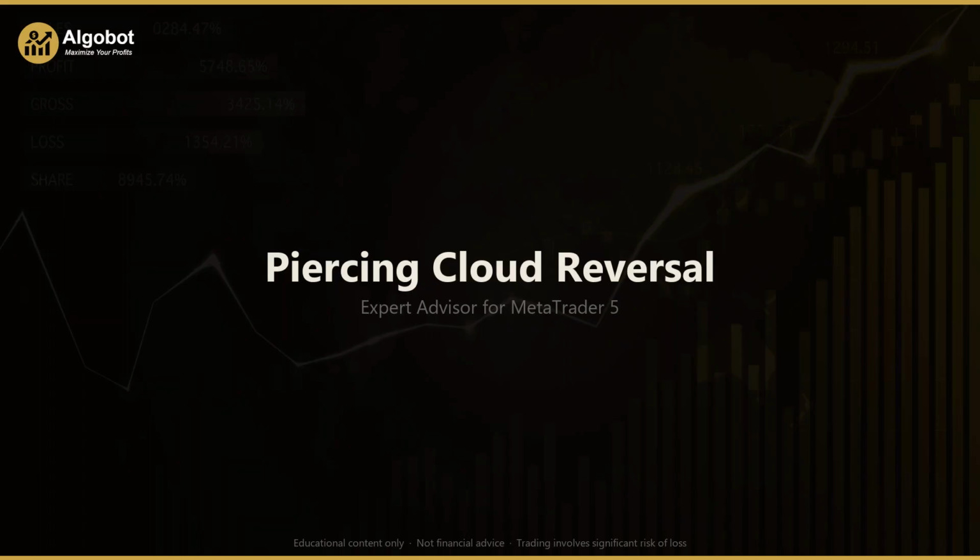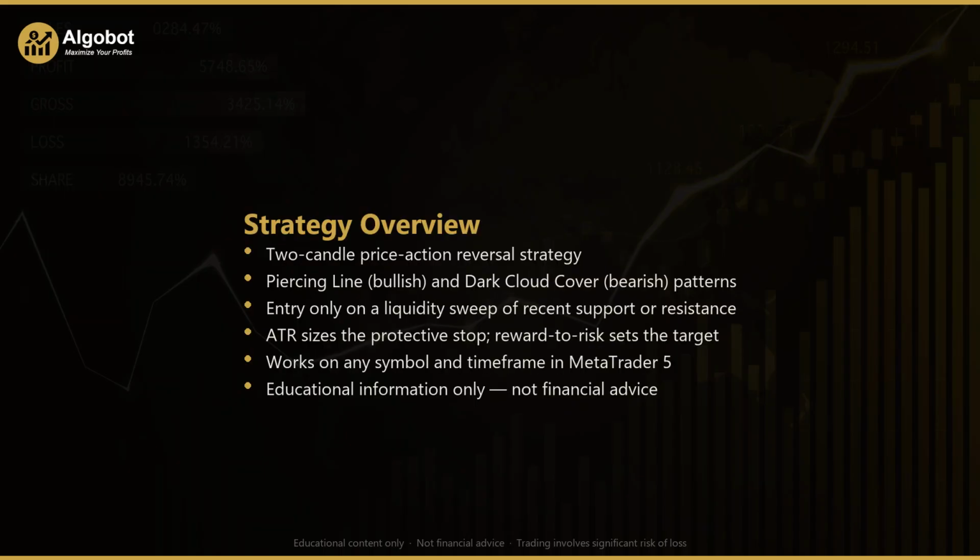By the end, you'll understand exactly how it reads the chart, how it manages risk, and how the code behind it works. Let's get started. So what exactly does Piercing Cloud Reversal do? At its heart, this is a price action strategy. It doesn't rely on a stack of lagging indicators. Instead, it watches the raw shape of the candles and how they interact with recent support and resistance. The only technical indicator it uses is the average true range, or ATR, and that's purely to measure how volatile the market is so it can size its stop sensibly.